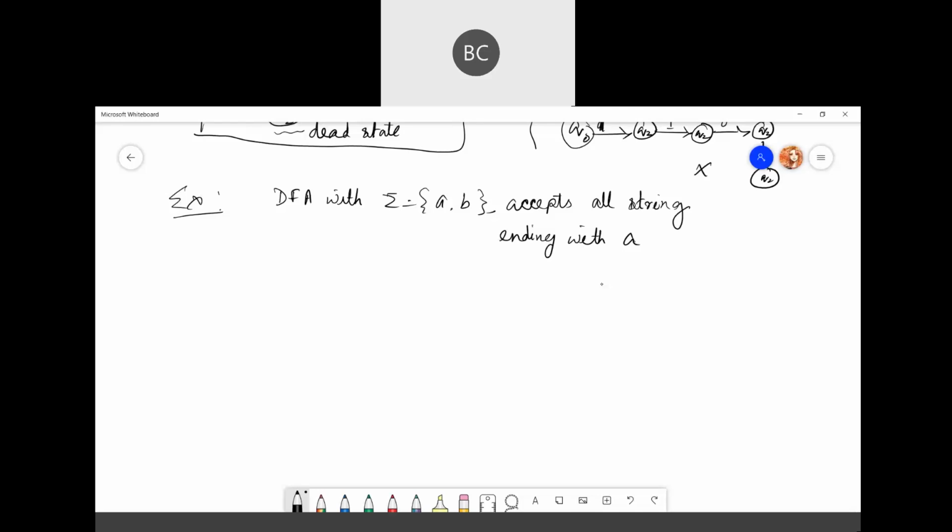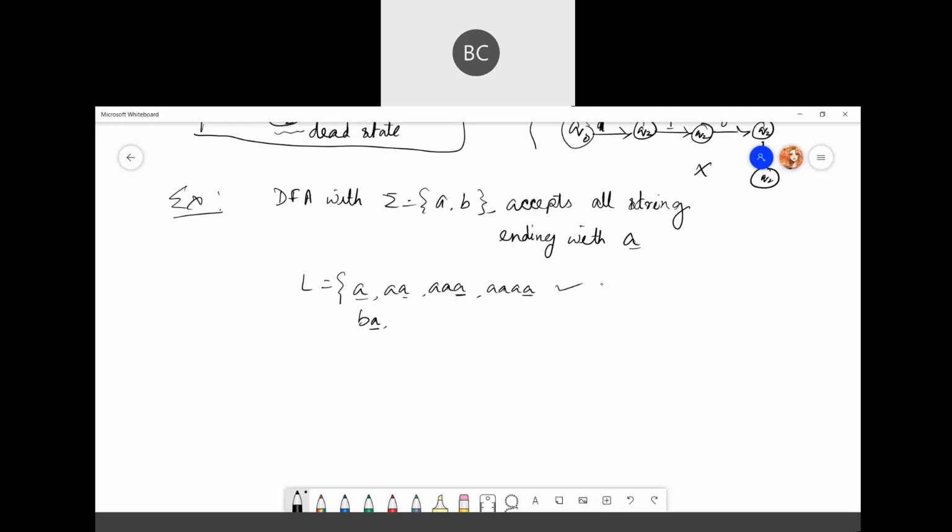So what can be the possible language? Ending with A. Okay. So A should be accepted. Right? There can be double A ending with A. That can be triple A ending with A. Accepting. There can be 4 A's still accepting. Okay. Then also B is correct.